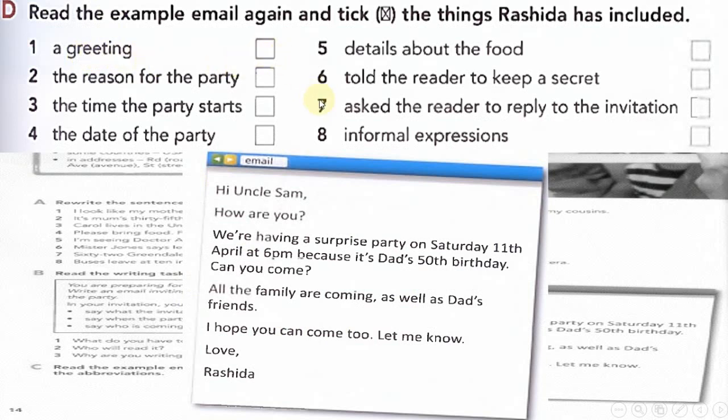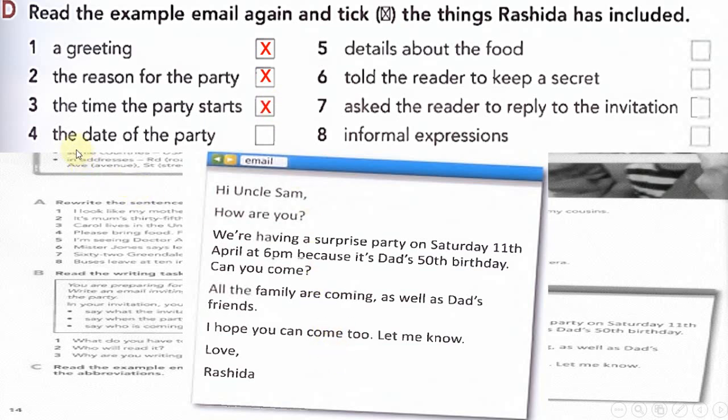Yes, of course. Did she write the reason for the party? Is there a reason for the party? Yes, of course, the birthday of her father. Okay. The time the party starts. Did she mention the time? Yes, of course. That's fine.